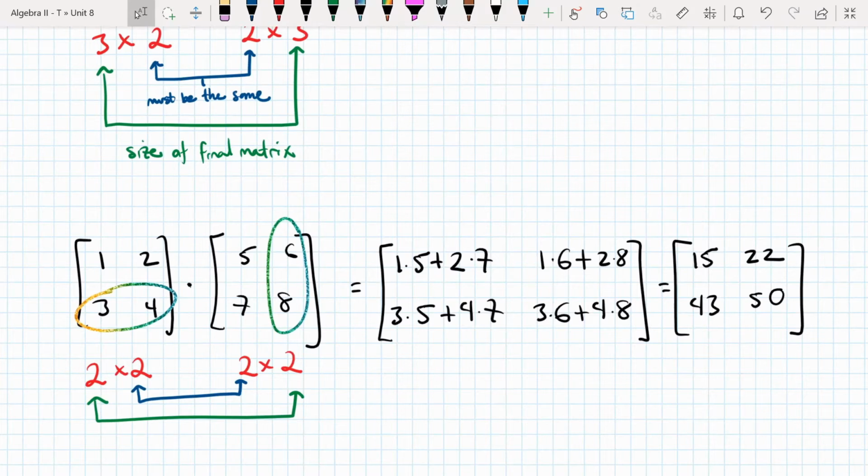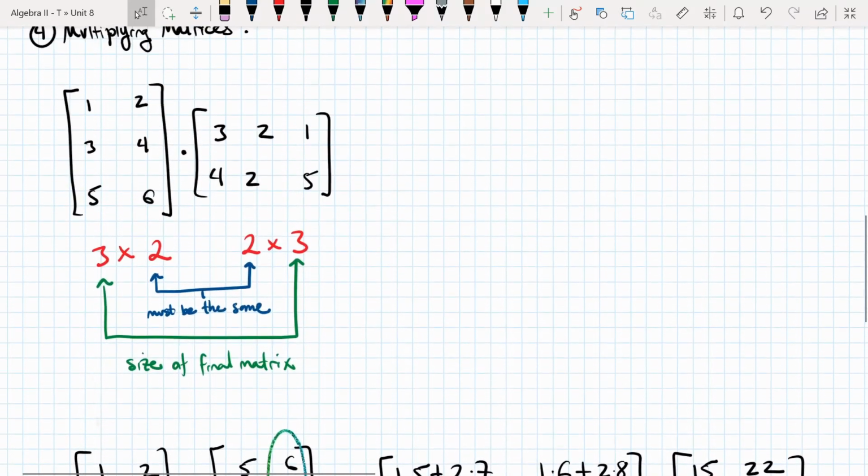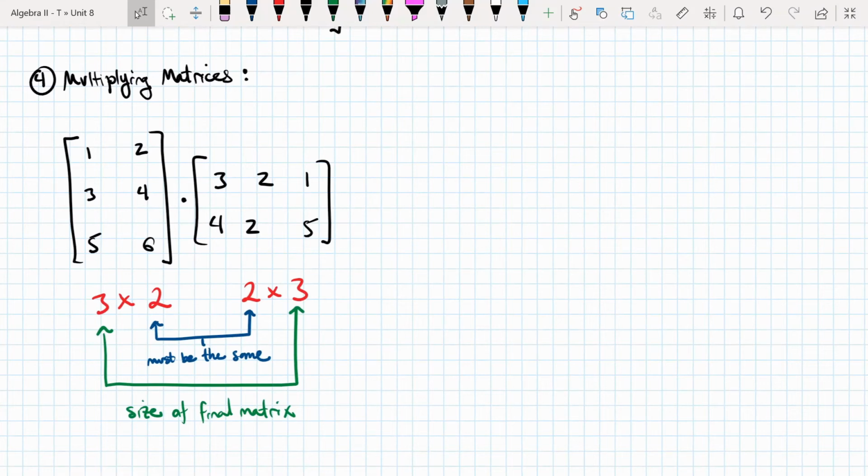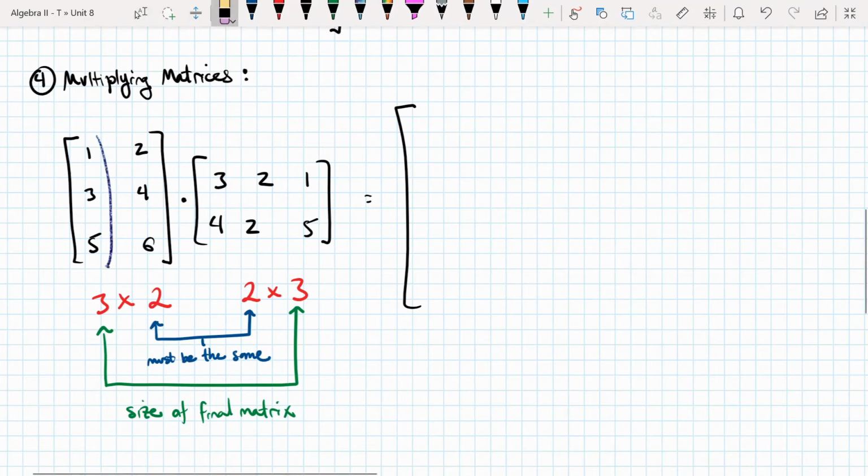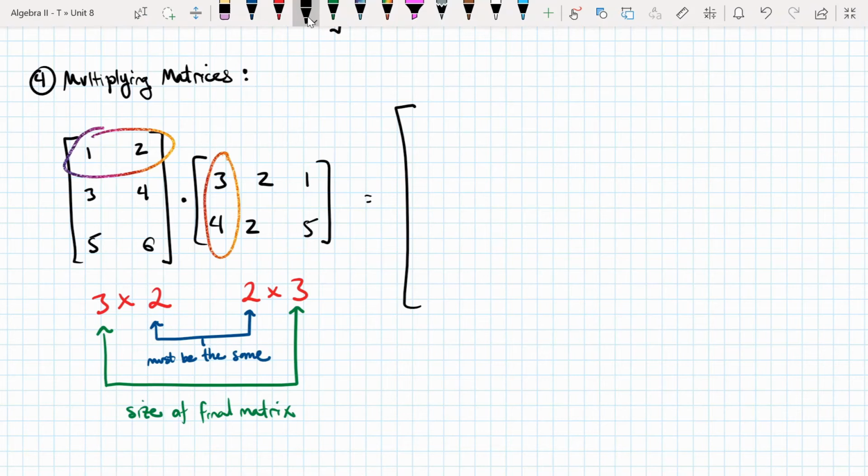All right, to wrap up the notes for today, let's go through a more challenging matrix multiplication. The resulting matrix is going to be a 3 by 3 matrix. This one's going to be a little bit more complicated. We're going to start by multiplying the first row here by the first column. So 1 times 3 plus 2 times 4.